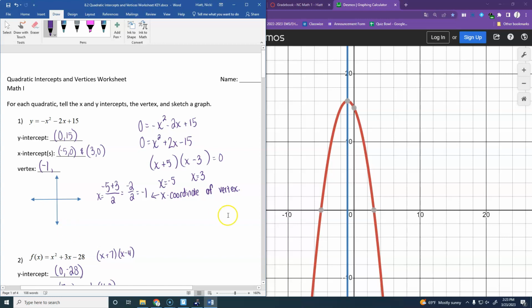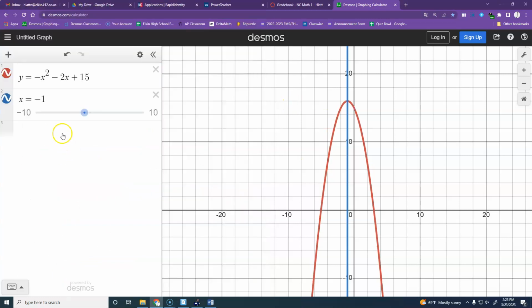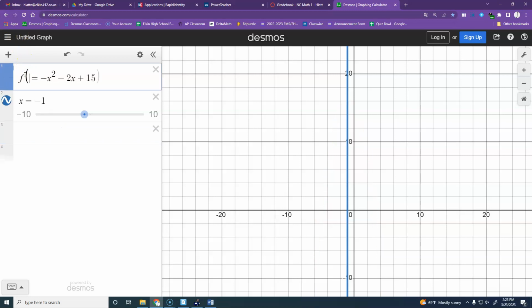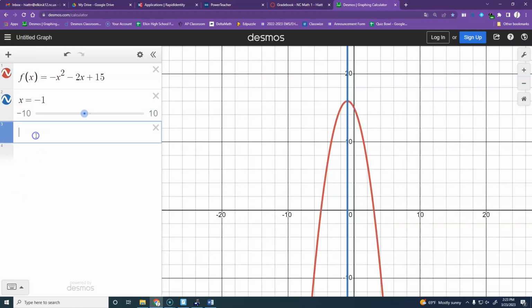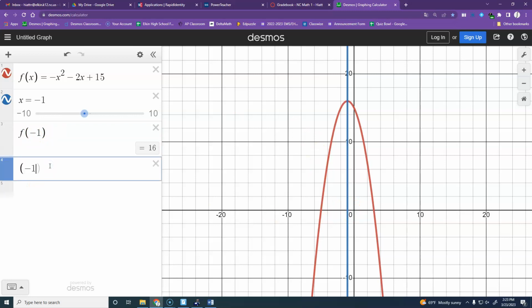Here's something kind of cool about functions. Instead of calling this y, I'm going to call it f of x. So if I want to know the y-coordinate that goes with something, all I've got to do is plug the number in. If I want to know what value I get when I plug in negative 1, I just plug negative 1 in, and f of negative 1 is 16. That's going to give me that point right there.